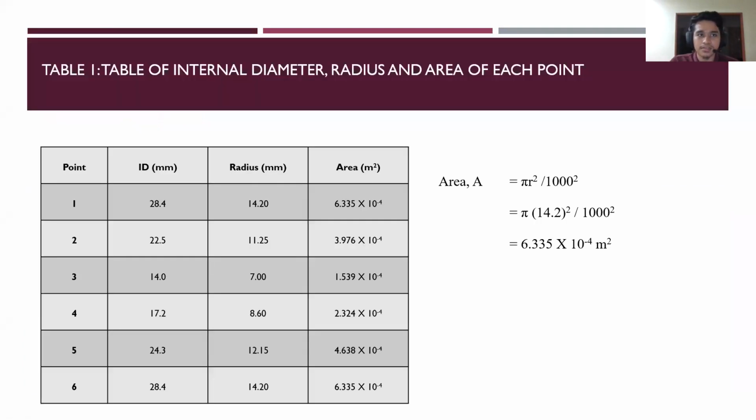Thank you, Muhammad Faiz. So I will explain the results of this experiment. First is Table 1. Table 1 shows the internal diameter, radius, and area of each point. We take the example 4.1. The inner diameter is 28.4 millimeter, and dividing by 2 gives the radius, 14.20 millimeter. We can also calculate the area using the formula pi r squared divided by 1000 squared. The answer is 6.335 times 10 to the power of -4 meter squared.